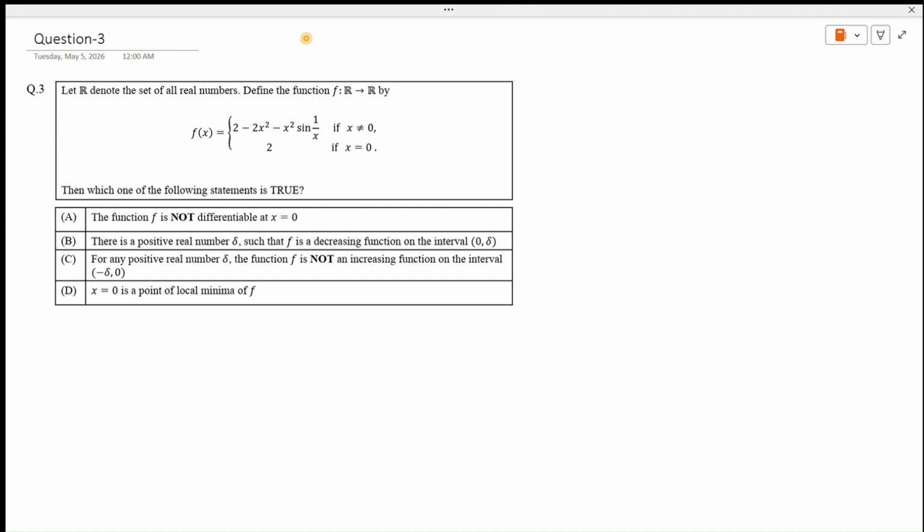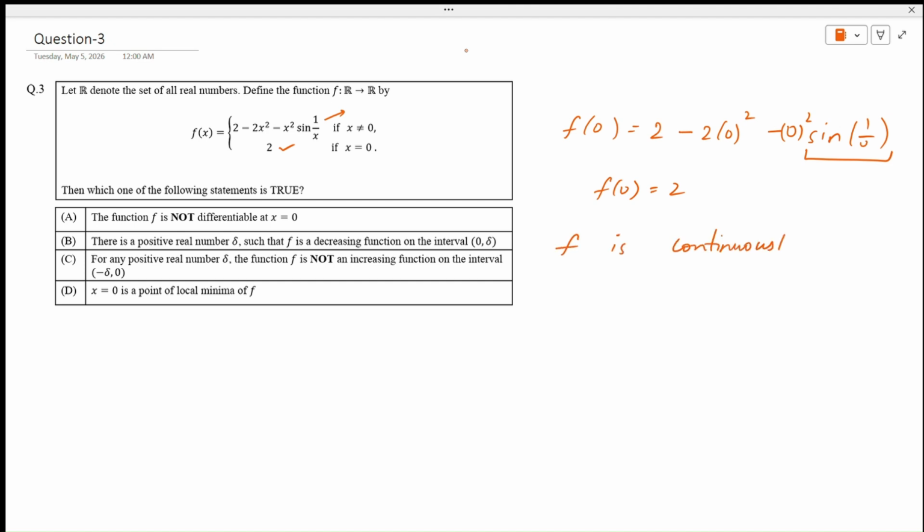For the function to be differentiable at x equal to 0, the first condition is it should be continuous at x equal to 0. So let us check whether the given function is continuous at 0. If we substitute 0 here in the first case, then we are getting 2 minus 2 of 0 square minus 0 square into sine of 1 by 0. This is an oscillating function, so this becomes 0 here. So you'll get f of 0 as 2, and that is correct here in this case. So f is continuous. Let's check for differentiability.